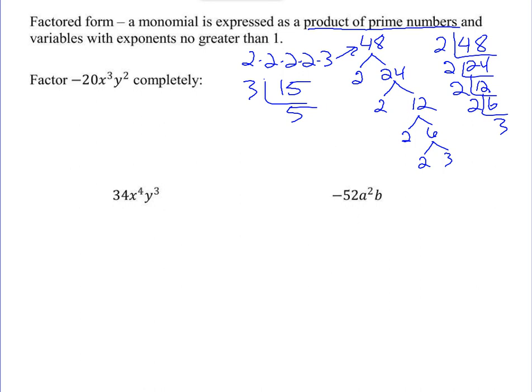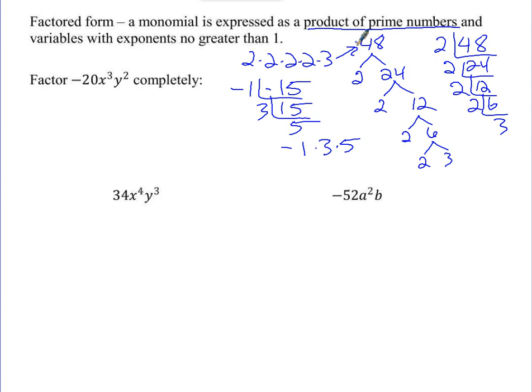Now let me get rid of that. And let's make this instead negative 15. In order to do this, the first thing we have to do is divide out a negative 1. So I'm going to take out that negative 1 right away, which will leave me with 15. And then I can do the 3 and 5. So the prime factorization of negative 15 becomes negative 1 times 3 times 5. That's how we handle a negative sign.